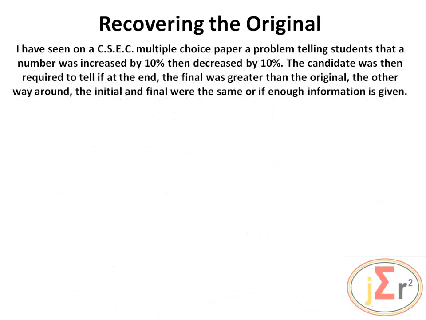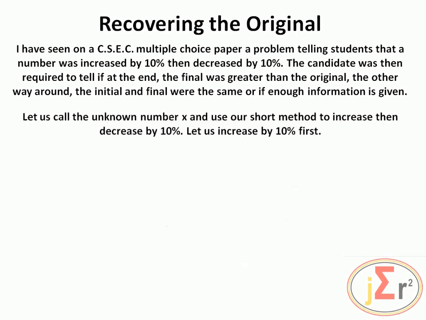I have seen on a CSEC multiple choice paper a problem telling students that a number was increased by 10%, then decreased by 10%. The candidate was then required to tell if at the end the final was greater than the original, the other way around, which is the original was greater than the final, or the initial and final were the same, or if enough information is given. Now that's a problem. Let's see how we solve that.